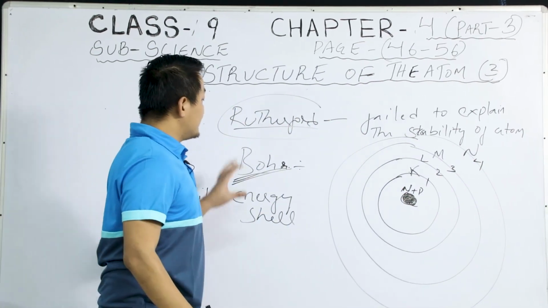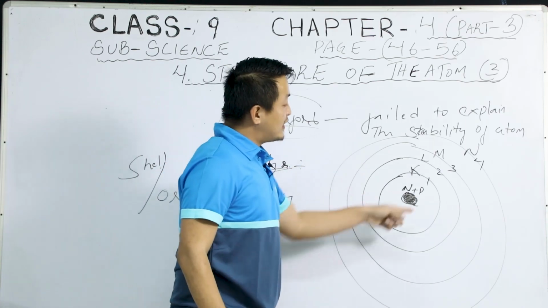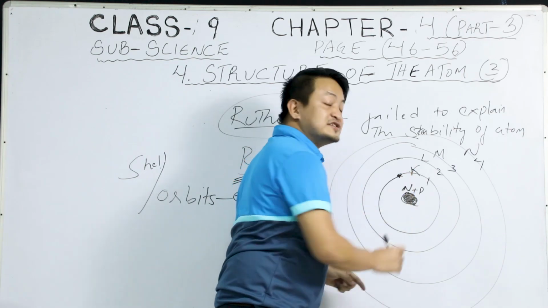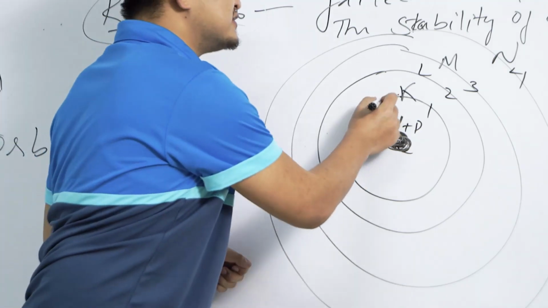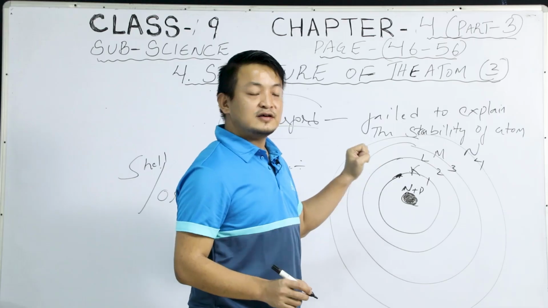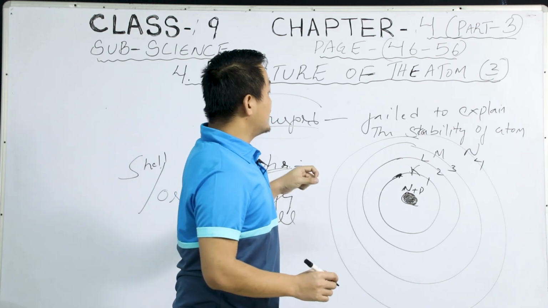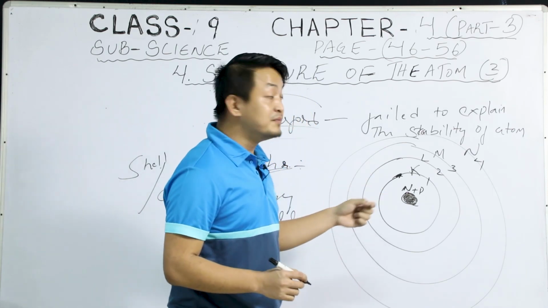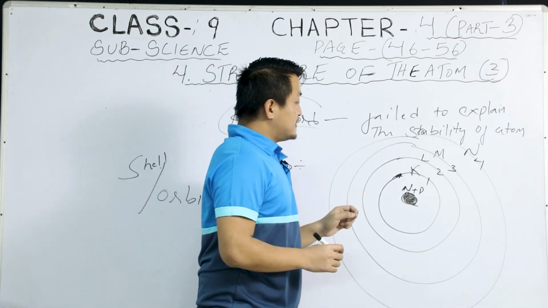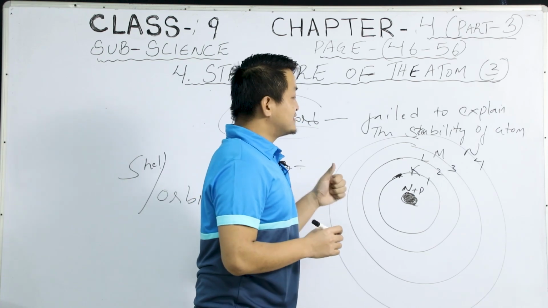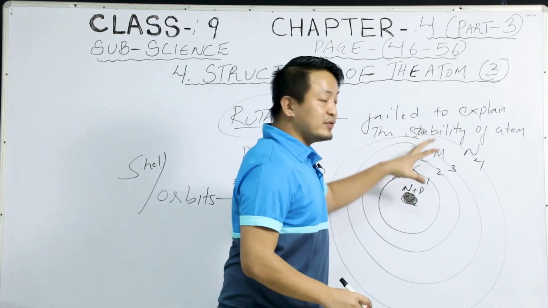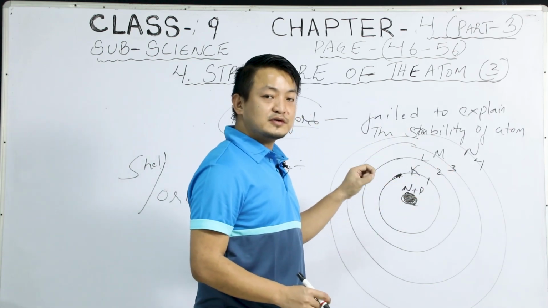Now, according to Bohr, when electrons revolve around these orbits, they do not lose energy. As long as they are in this orbit, they do not lose energy. In this way, he was able to explain the stability of the atom, which Rutherford failed to do. Now we will discuss how electrons are distributed in these orbits.